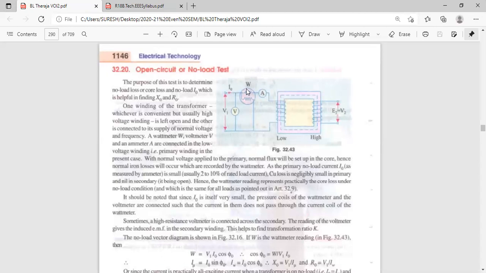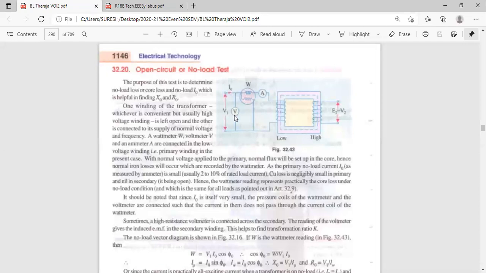Iron loss is in watts. Power loss. Iron loss means power, total iron loss. This iron loss consists of both hysteresis and eddy current loss. This wattmeter gives the reading of iron loss. The wattmeter is used for measurement of power. Remember this. I think you know this one. Do you know or not?